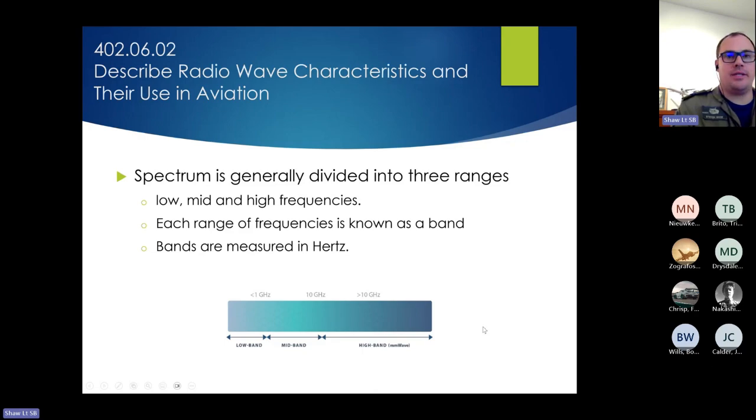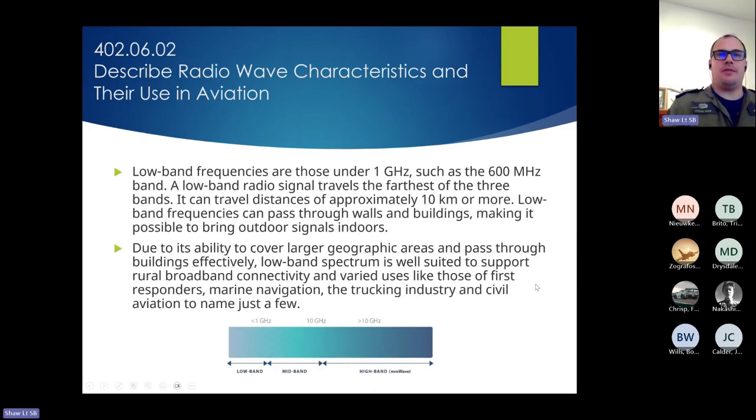That's like really rapid. Low band frequencies are under 1 gigahertz, such as the 600 meg band. Low band radio signal travels the farthest of the 3 bands, and it can travel distances of 10 kilometers or more. Oftentimes it's way more than that. Low band frequencies can pass through walls and buildings, making it possible to bring outdoor signals indoors.